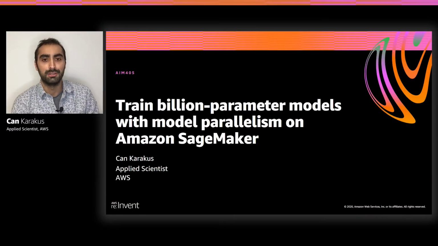My name is Can Karakuş and I'm an applied scientist at AWS working on distributed deep learning. And today we're going to talk about how to use model parallelism on Amazon SageMaker to train large models consisting of billions of trainable parameters.